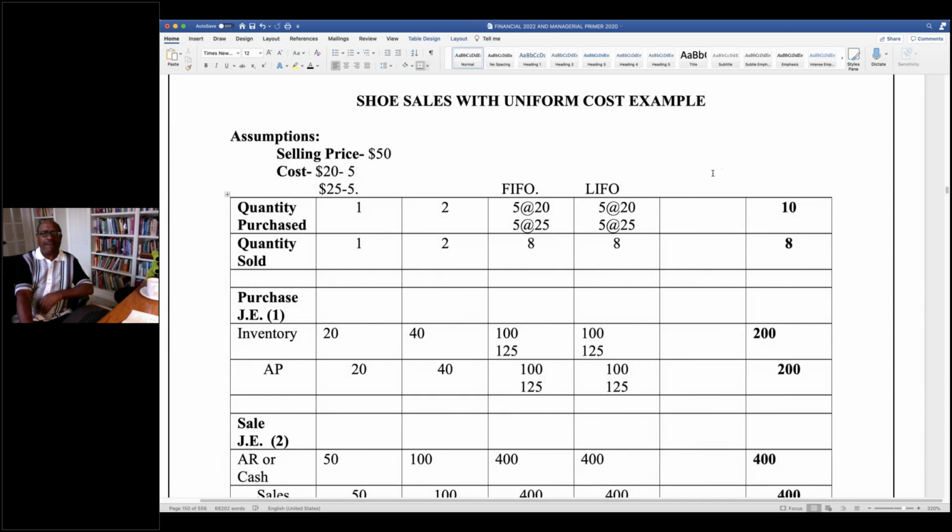All right, now we have to get these A students ready. So the C students just have to do FIFO. The B students have to do FIFO and LIFO, and the A students have to do FIFO, LIFO, and weighted average.